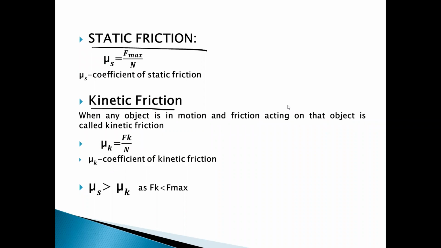when any object is in motion, the friction acting on that object is called kinetic friction. This is for the dynamic condition, and it is represented as mu k, the coefficient of kinetic friction, which is equal to Fk upon N. Here Fk is the kinetic force of friction.